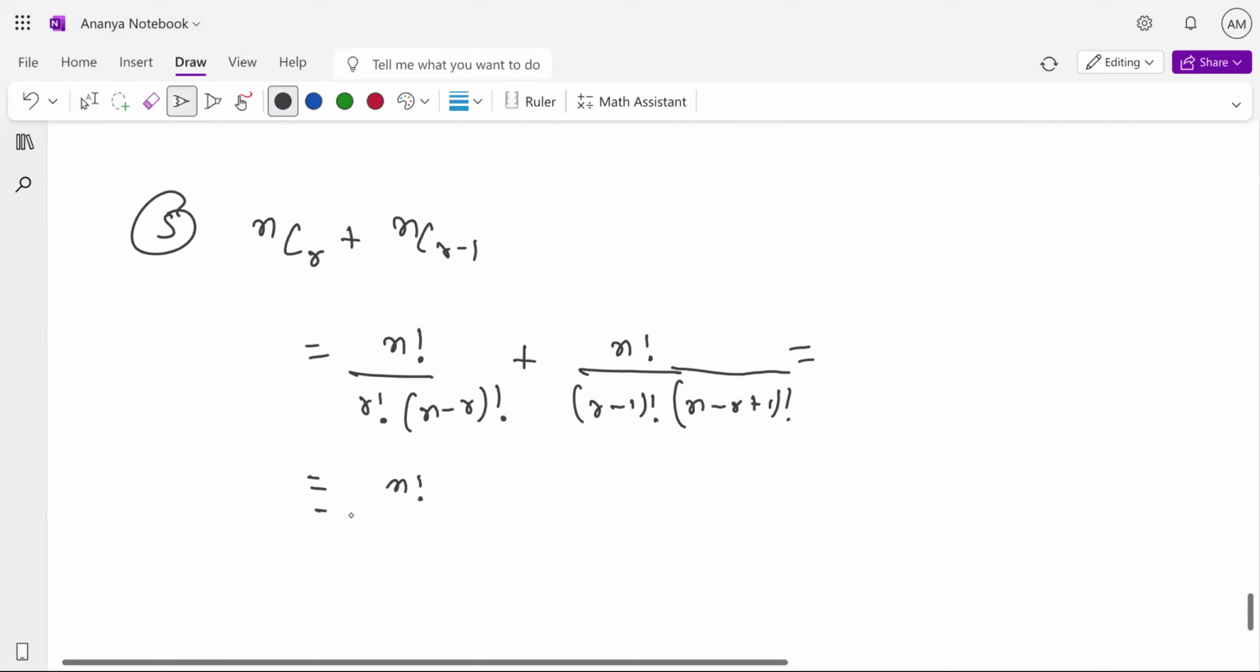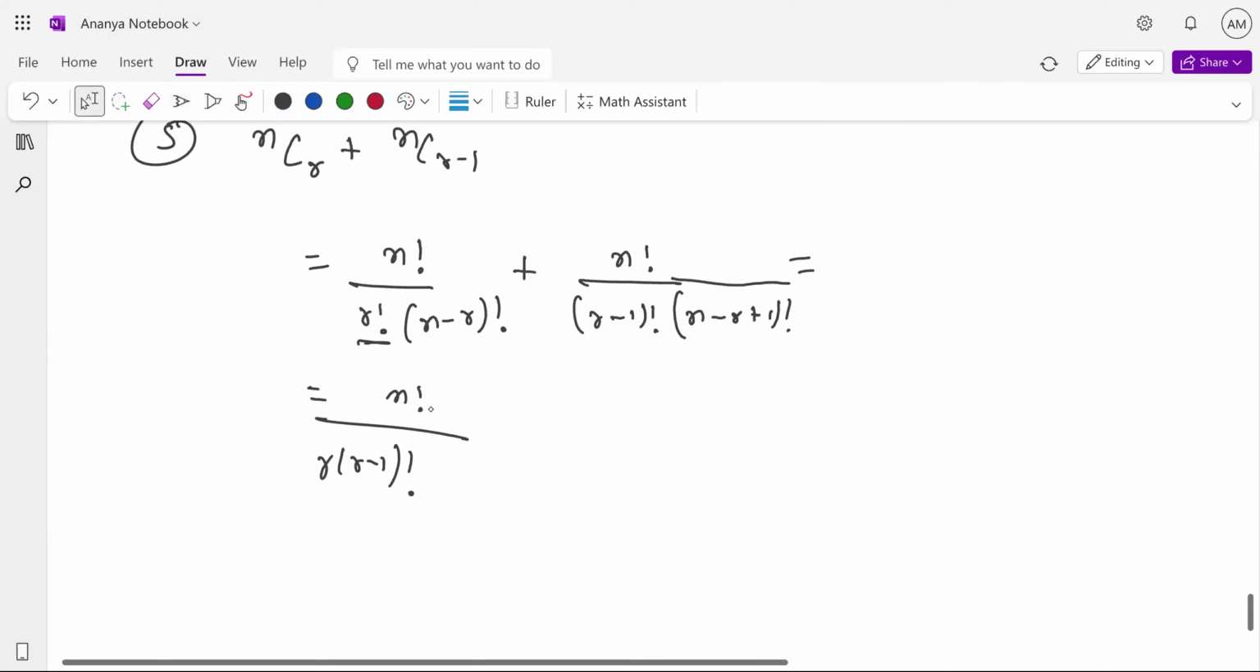N factorial divided by, let's expand this one, r minus 1 factorial. You'll get the reason also, because we will try to extract whatever maximum we can extract out. Okay, so this thing is n factorial divided by r minus 1 factorial.